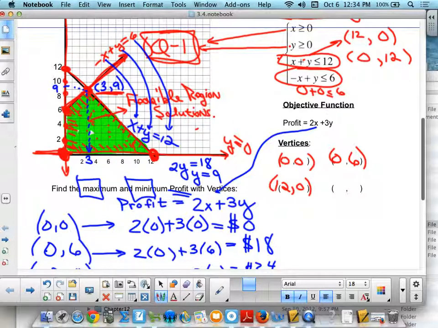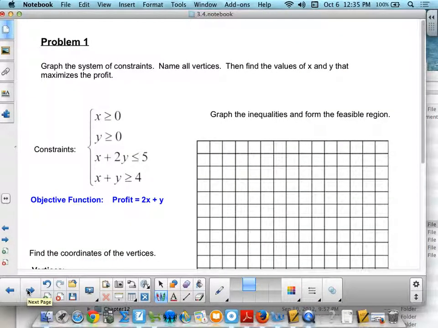Graph, shade, shade. The only thing that's really new to you is to pick out the vertices and stick them where? In the what formula? The profit formula. That's really all that's new to you. Okay? All right, we get to the next problem. I didn't graph it for you. So this is going to get harder for you because you have to start graphing on your own.